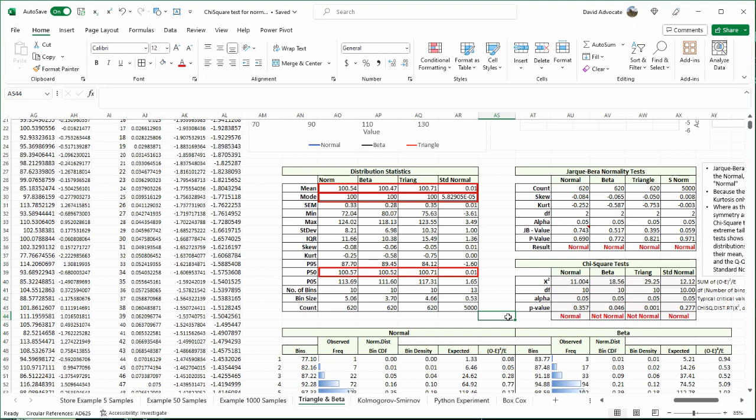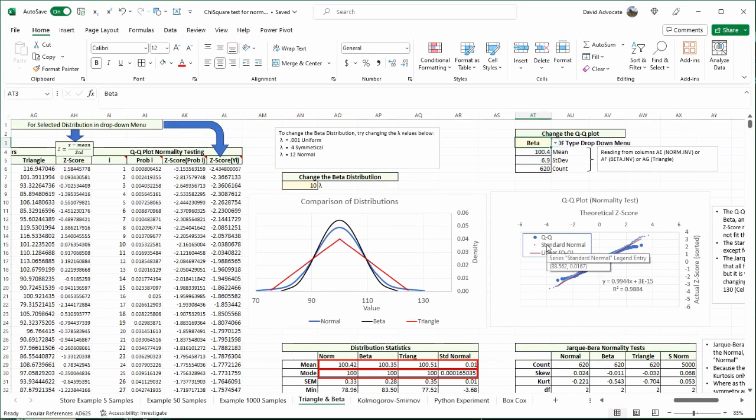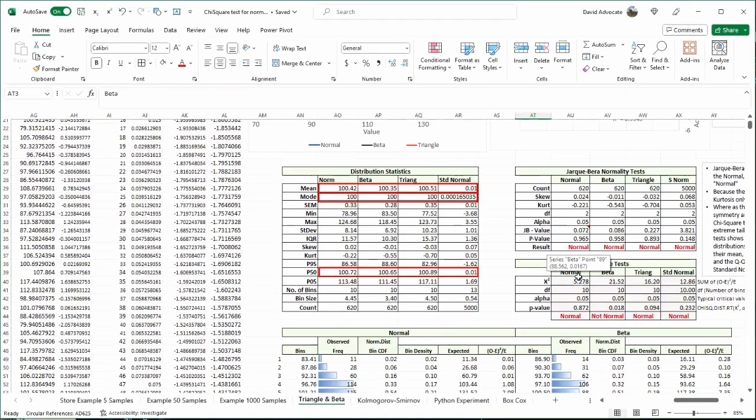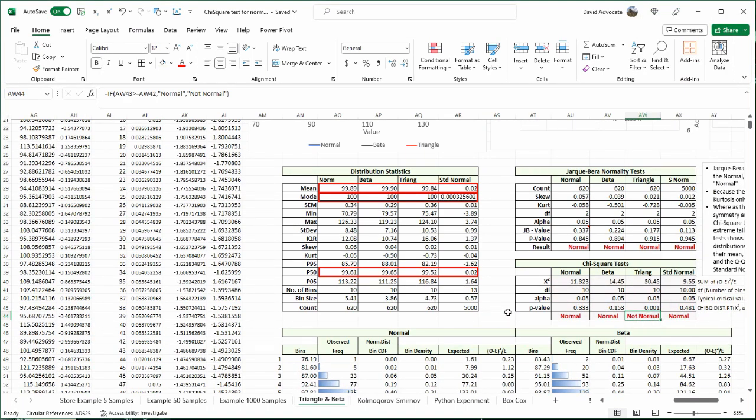Beta is not normal. Let's take a look at the beta. And we can see that there's a few points falling off the line. So let's just keep running this. And what we're finding is that sometimes the triangle comes out normal. And remember, this is for 620 samples, except for the standard normal. And it leads me to believe that the number of samples that you run may have an effect on the outcome of these normality tests.